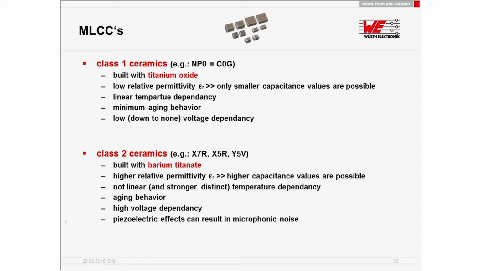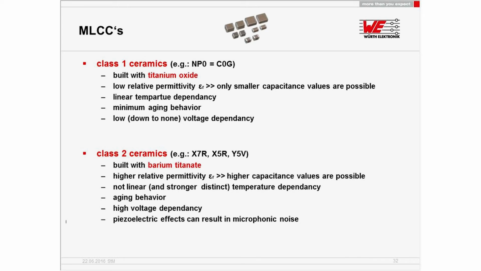What you should separate in the case of ceramics is between class 1 and class 2 ceramics. Class 1 ceramics are built with titanium oxides. They have a relatively low permittivity. That's the reason why you only get smaller capacitance values. They're very linear in temperature dependency, and they have minimum aging behavior and very low or even non-existent voltage dependency.